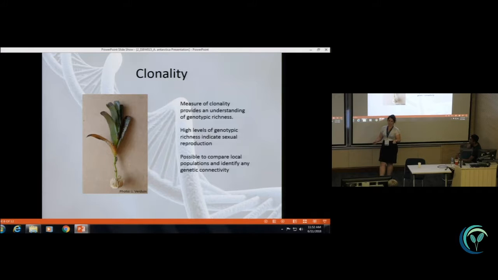It was then possible to compare the local populations and identify any genetic connectivity between the sample sites on a local scale, and then in both Western Australia and South Australia, and then furthermore compare them on a broad scale.